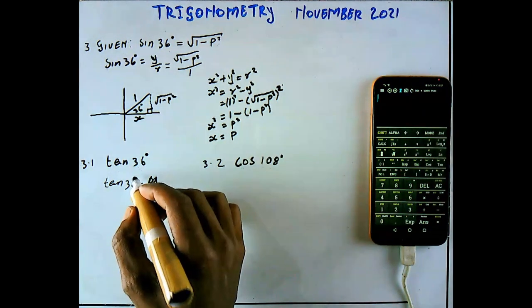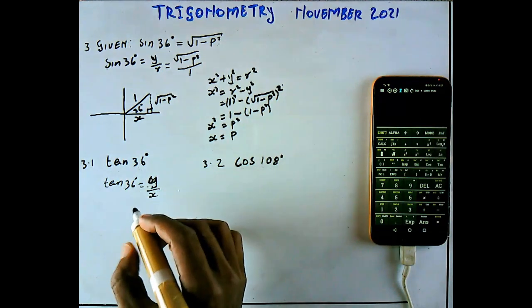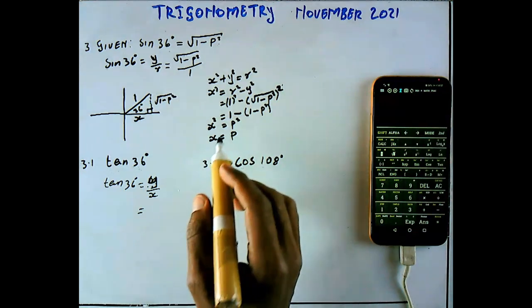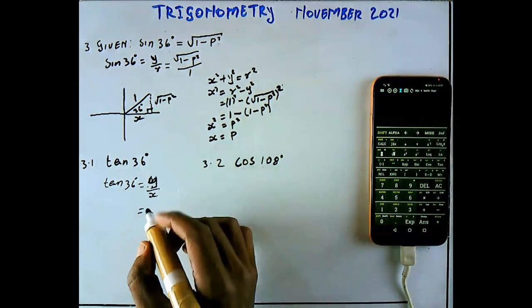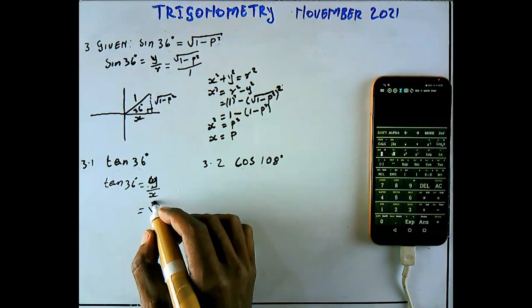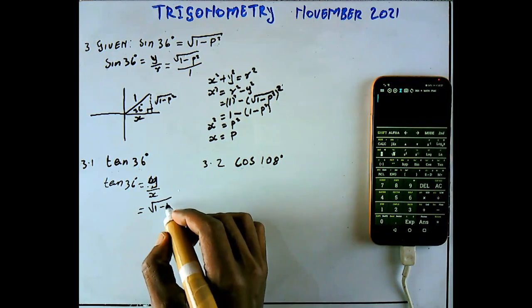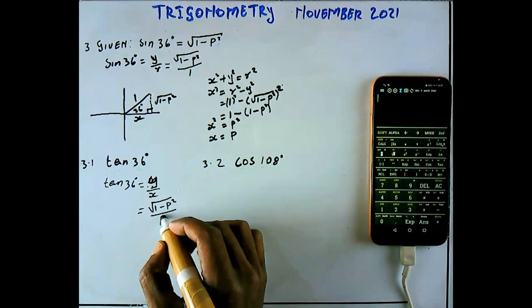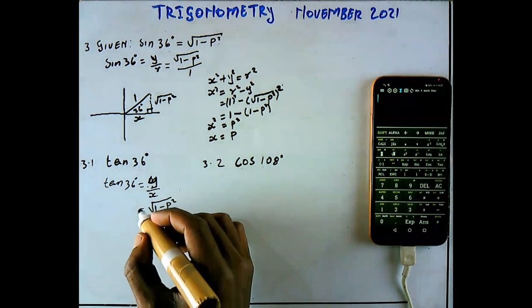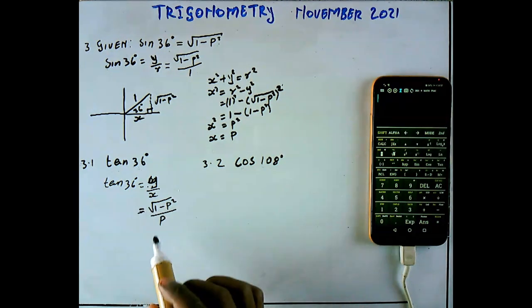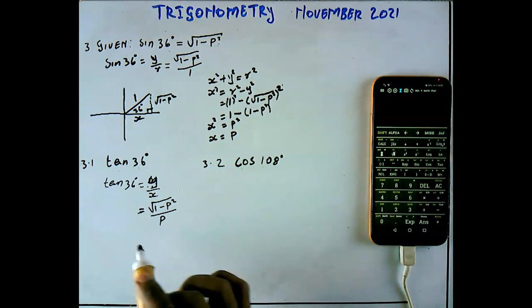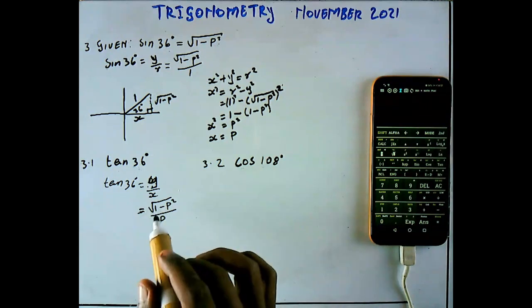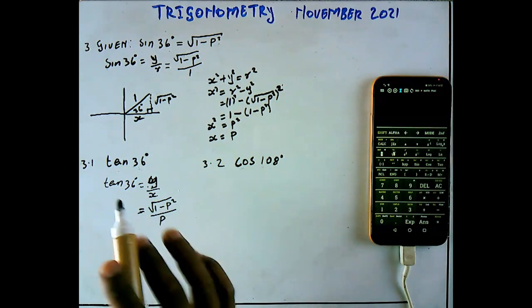Tan 36 degrees equals y over x. So then y is square root of 1 minus p squared over x is p. And then if it can be simplified, then you simplify, then you find the answer. This one looks like we can't go further than here, so you leave it like that.